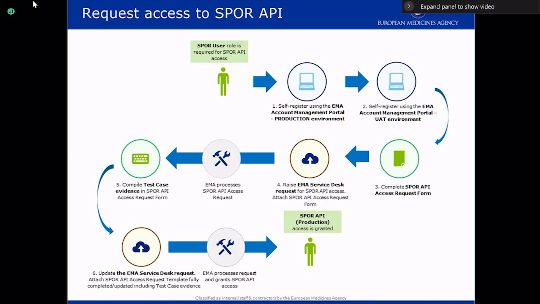That is requested because you will need to complete a Spore API access request form. The form is available on the Spore Web UI on the Spore portal. It can be downloaded, or it can be provided also by our service desk. You will see the form has some requirements about what kind of information you need to provide in there, and you need to confirm the usage of the API. Once you complete this form, you need to raise a service desk request to require Spore API access and attach the form that you completed.